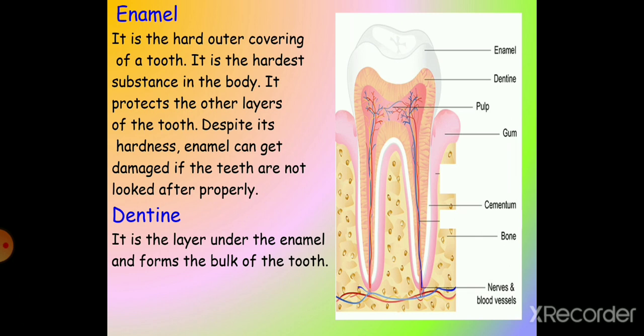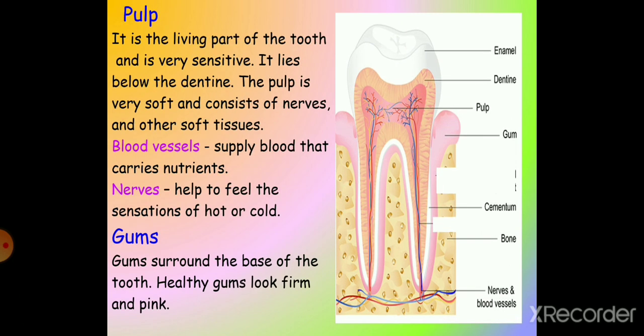Now, just below the dentin lies the pulp. As you can see in the picture, the dentin lies in between the enamel and the pulp. The pulp is actually the living part of the tooth. It is the softer living internal structure of a tooth. And the red and blue lines that you see passing through the pulp are actually the blood vessels and the nerves that run through the pulp of the tooth.